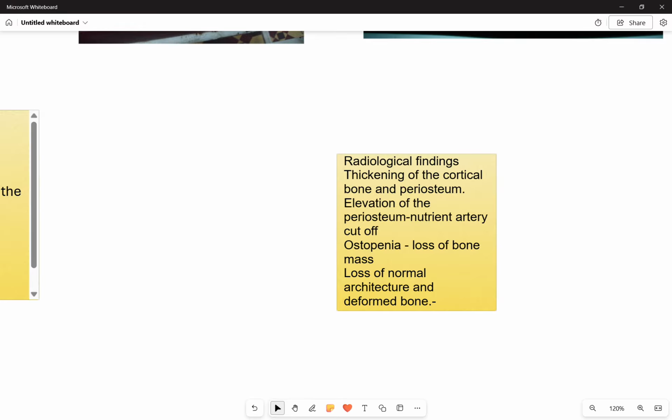It may show thickening of the cortical bone and periosteum. The periosteum is the outer layer of the bone. It becomes lifted up, and once it is lifted up because of the underlying subperiosteal abscess, the nutrient artery is cut off from the periosteum. And there is osteopenia, loss of bone mass, and there is loss of normal architecture and deformed bone.